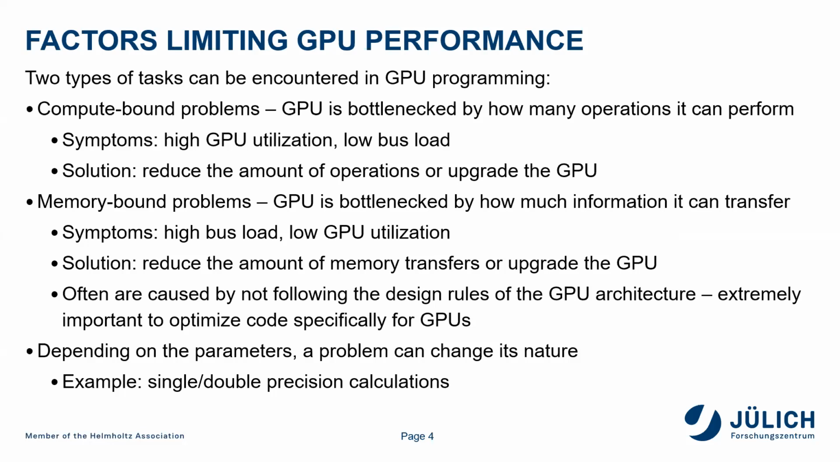So for example, on consumer level GPUs, there are not that many double precision cores. So if you want to do something in double, the performance can really degrade. And if a program was memory bound in single, it can easily become compute bound in double. And this is the case for FFT as well.